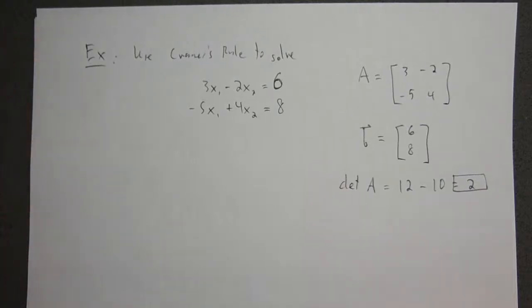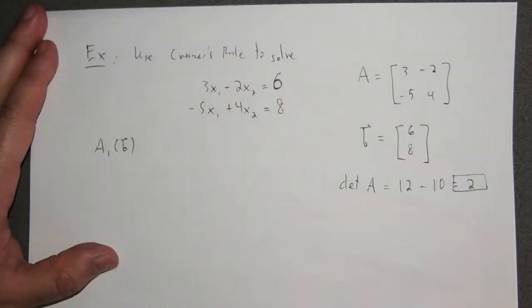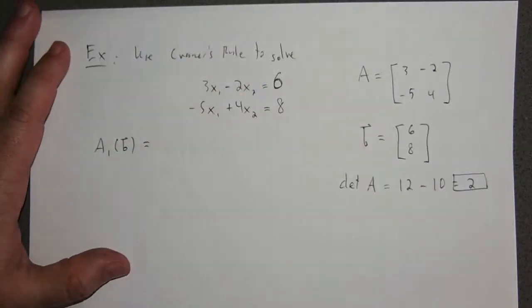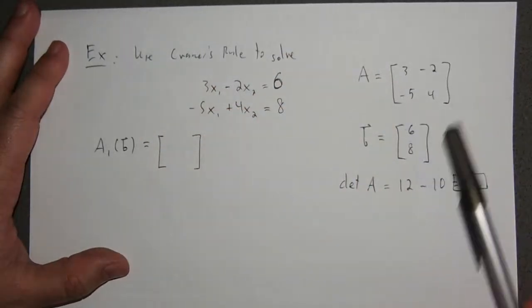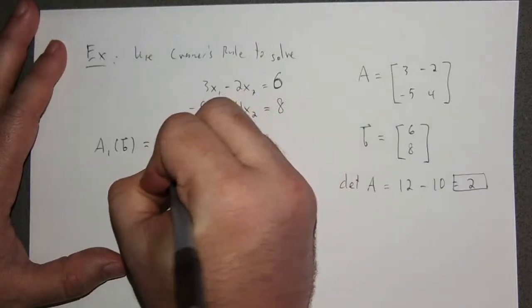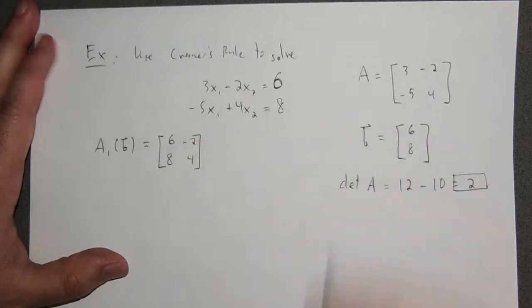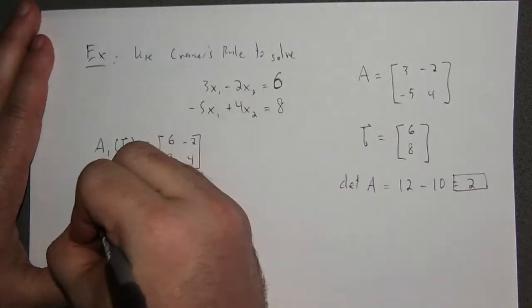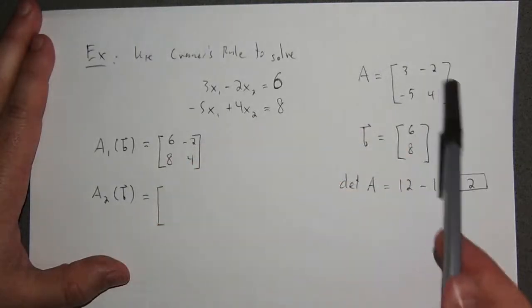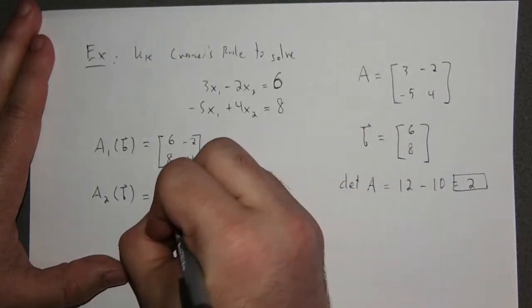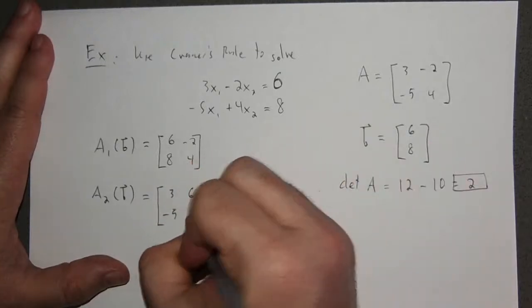And so let's write out what is A sub 1 of B. So A sub 1 of B is the matrix where I have replaced the first column of A with B. So that's reading column-wise now, 6, 8, minus 2, 4. Okay, and then A sub 2 of B is A, except I've replaced the second column with B. So reading column-wise, again, this is 3, minus 5, and 6, 8.